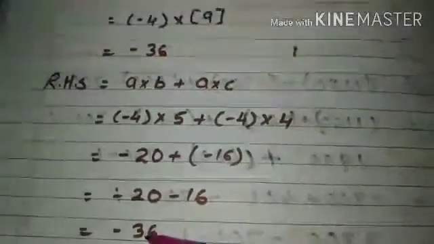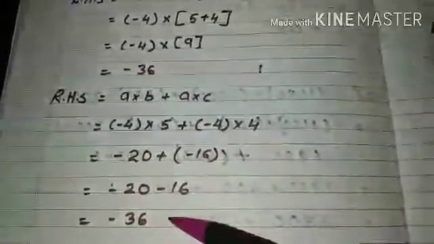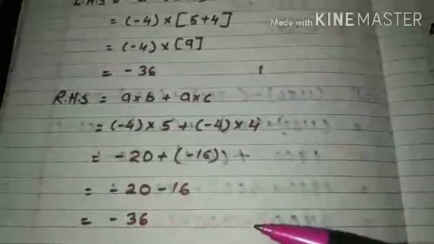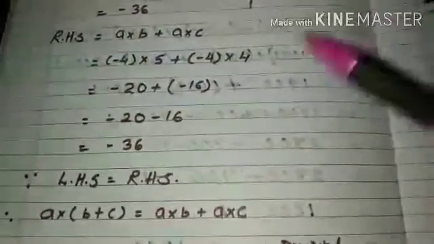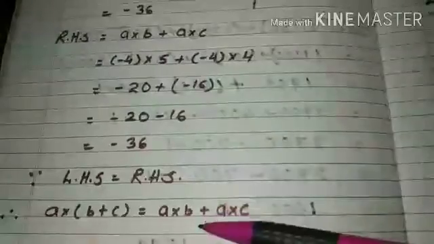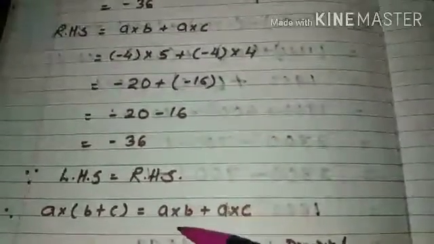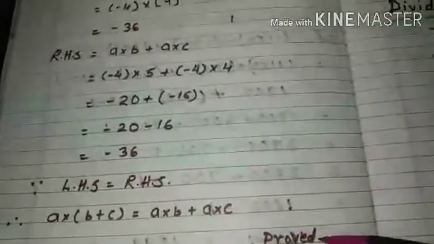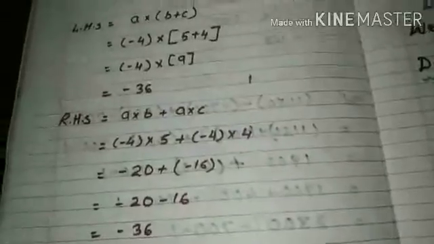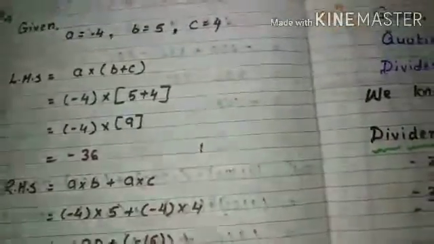By solving this, we can see the left hand side is minus 36 and the right hand side is also minus 36. So we can say the left hand side is equal to the right hand side. Since the left hand side is equal to the right hand side, that means a into (b plus c) is equal to a into b plus a into c. Proved. Okay, students, so try to understand this explanation and try to solve other problems like these.